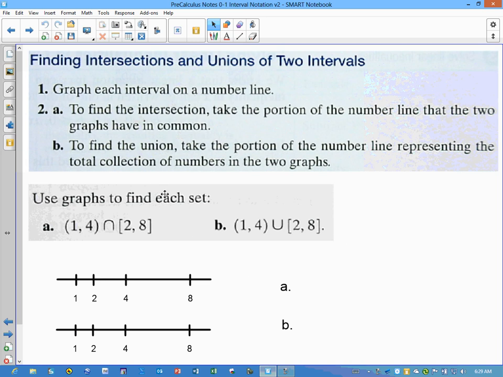Now the sign for intersection looks like this. It's an upside down U basically. And that is equivalent to the logical word and. So for an intersection, it has to be in the first set or the first interval, and it has to be in the second interval. It has to be in both intervals to be considered in the intersection.